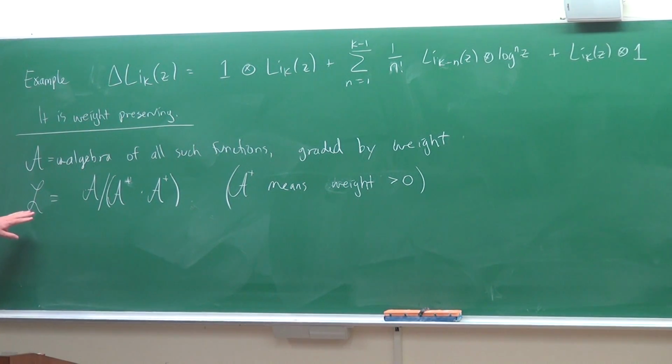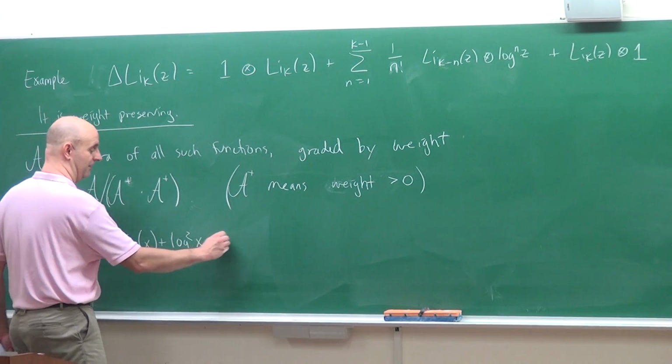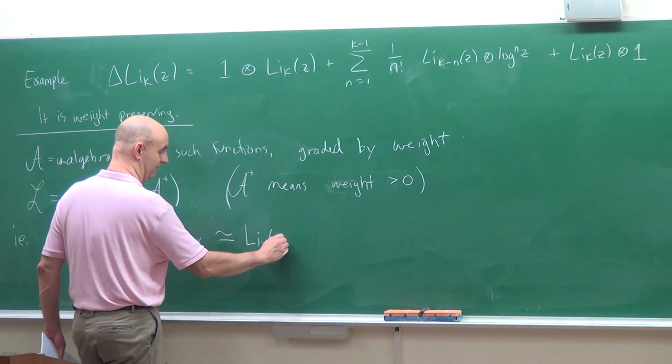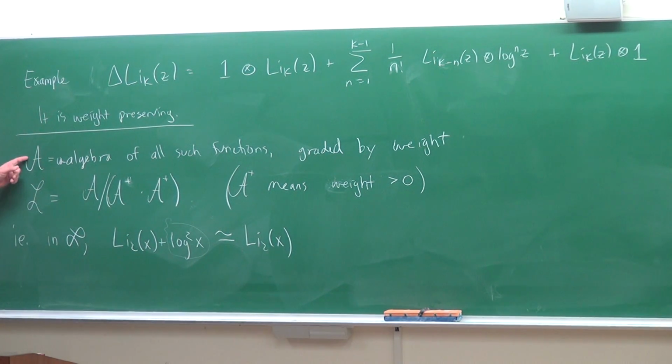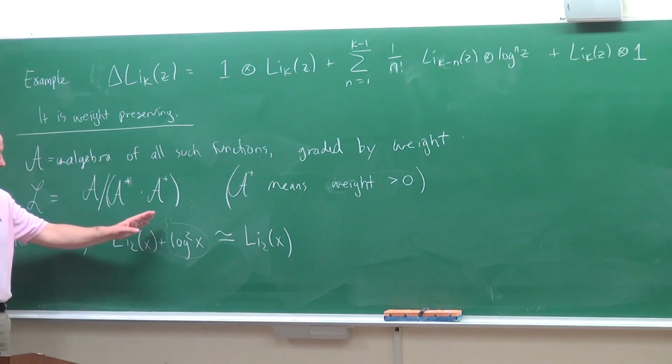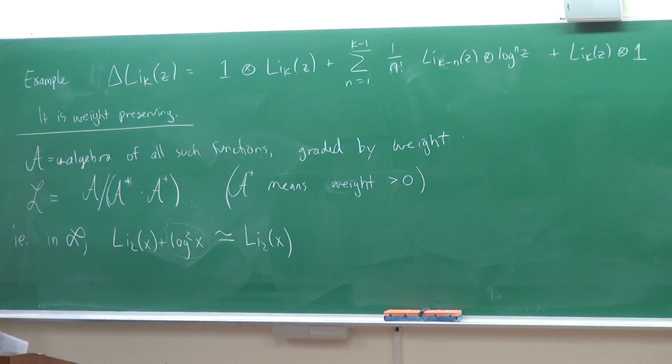What I'm doing here is I'm forming the quotient space where, in this quotient space, you identify two functions of that type if they differ by something that can be written as a linear combination of products of lower weight functions, i.e., in L, Li_2 of x plus log squared of x is identified with Li_2 of x. Because this term, while it has weight 2, it's a perfectly fine element of the algebra A, it drops out in this quotient space, so these two things are considered to be equivalent functions in the quotient space.